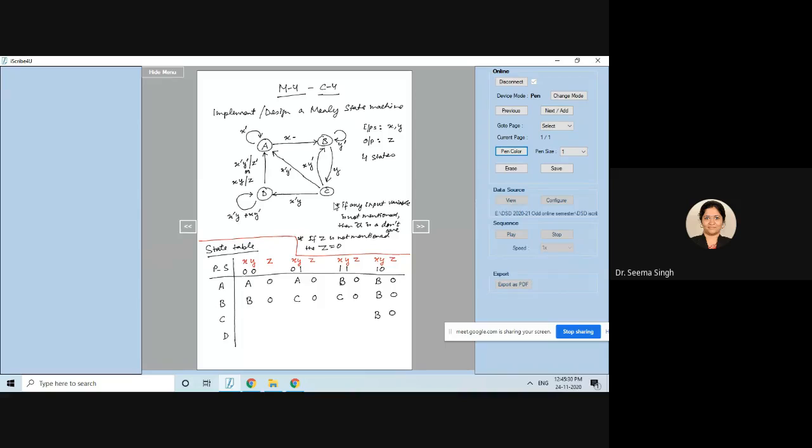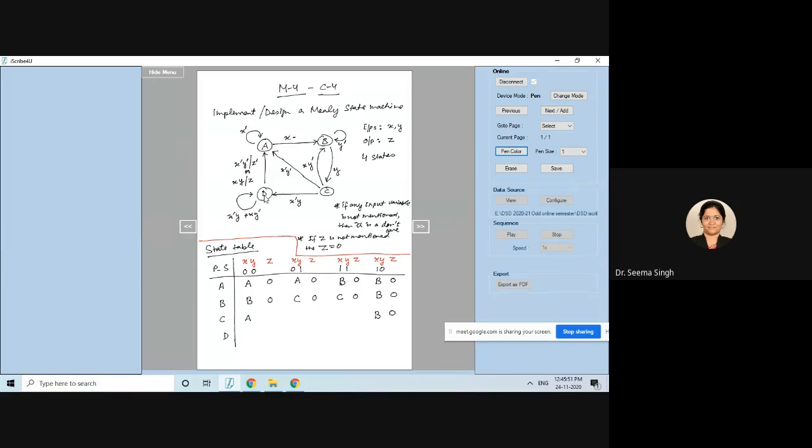Now C to B I wrote. Now C to A, which column should I write? 0 and 0. That is the first column. That is C to A. Next, two arrows over. Third arrow. Third arrow says x dash y. C to D.